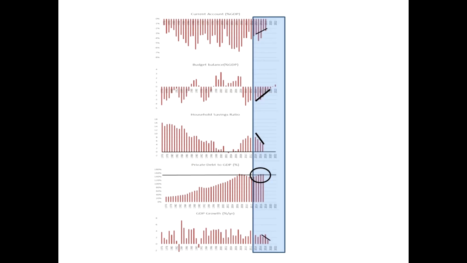If we continue on this path, it is hard to see us avoiding a recession. The only real question is, what triggers it? Is it the private debt? Is it running out of savings? Is it a switch around to an increasing current account?